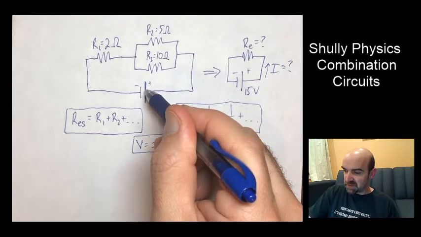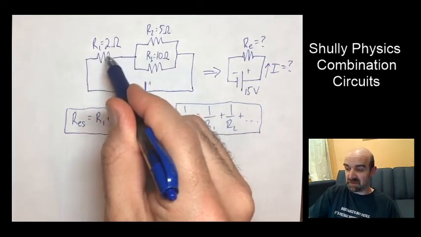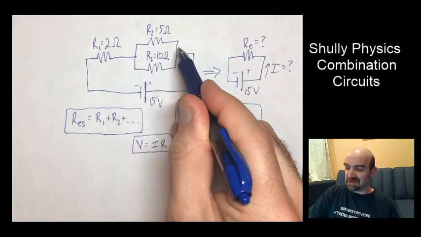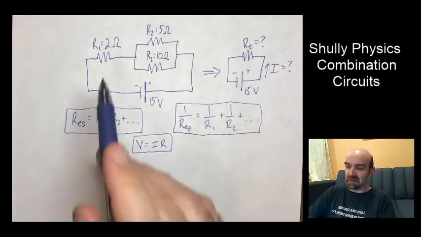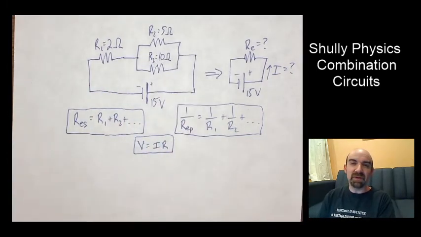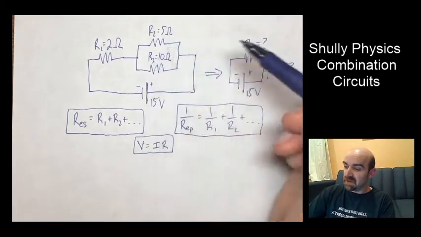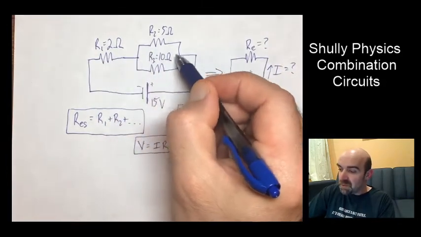If we're an electron and we go out of the battery here, we're going to pass through this resistor first, right? And then we're going to have to pass into this section. So there are 2 different sections of the circuit here. We've got the 2 ohm and then these parallel resistors. So what we're going to do is find the equivalent resistance of the parallel section first to turn it into a circuit with 2 resistors.